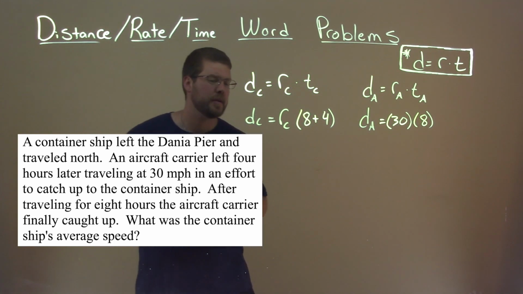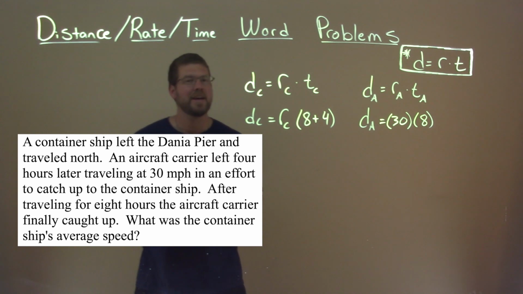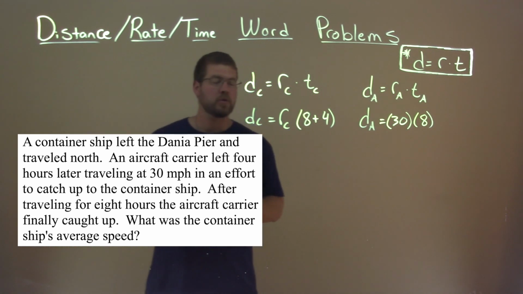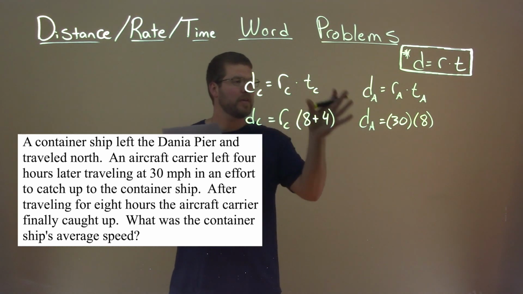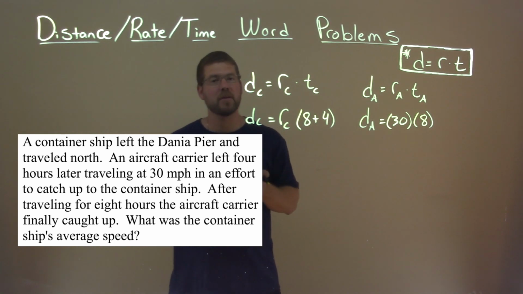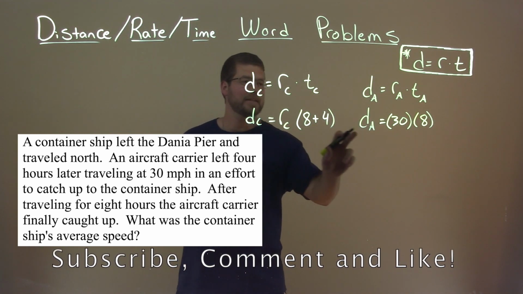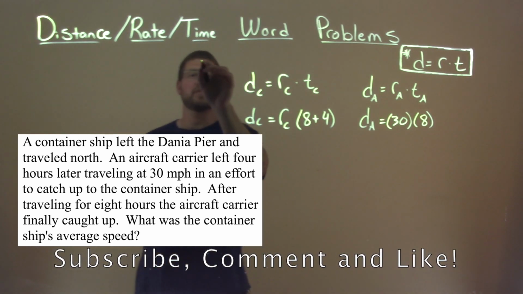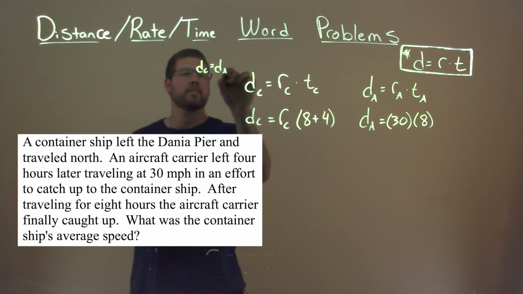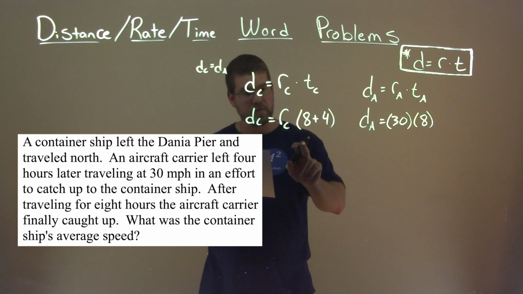Notice here, D sub C and D sub A are referring to the same distance. All this information came to us at a point where they met, so they must have traveled the same distance. So now D sub C and D sub A are equal to each other, and we can set these two equations equal to each other.